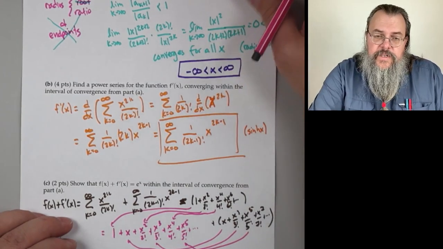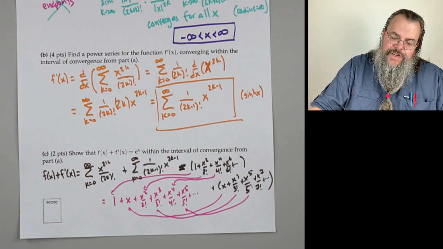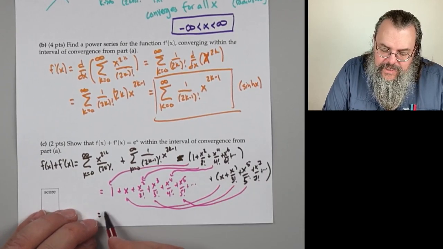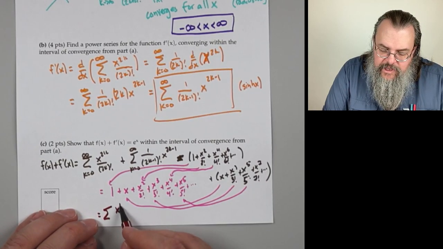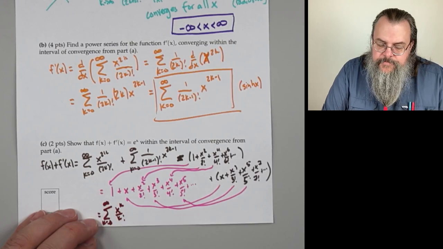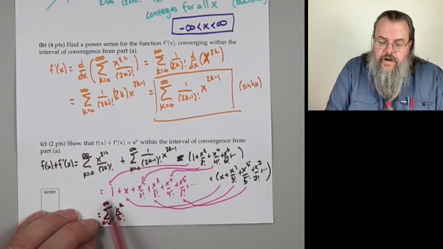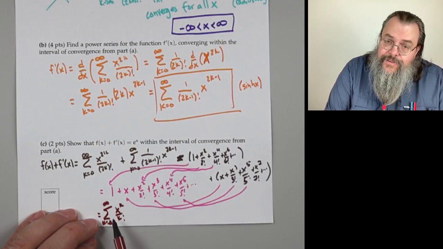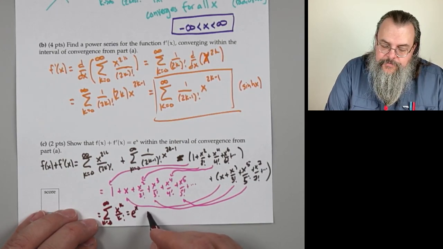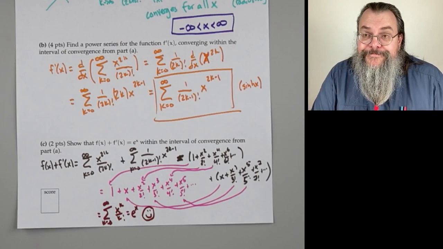Okay, so what's the punchline? Well, the punchline, they didn't give me enough space to say this, but you say, oh, wait, that series is just saying, hey, this is the sum of x to the k over k factorial from 0 to infinity, right? The even terms plus the odd terms are all the terms. And this is a series we recognize. This is e to the x, which is what we wanted to show. And we're done. Good.